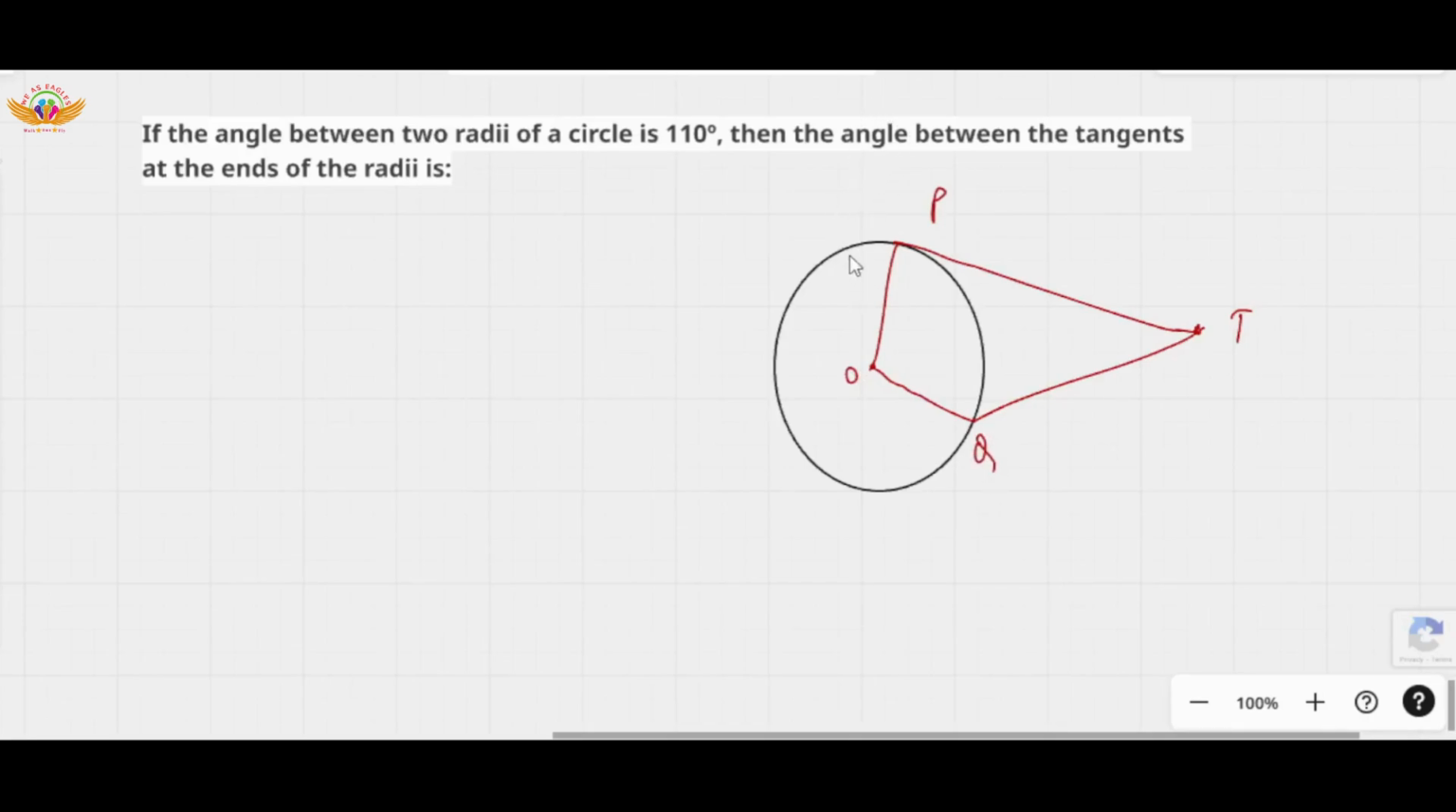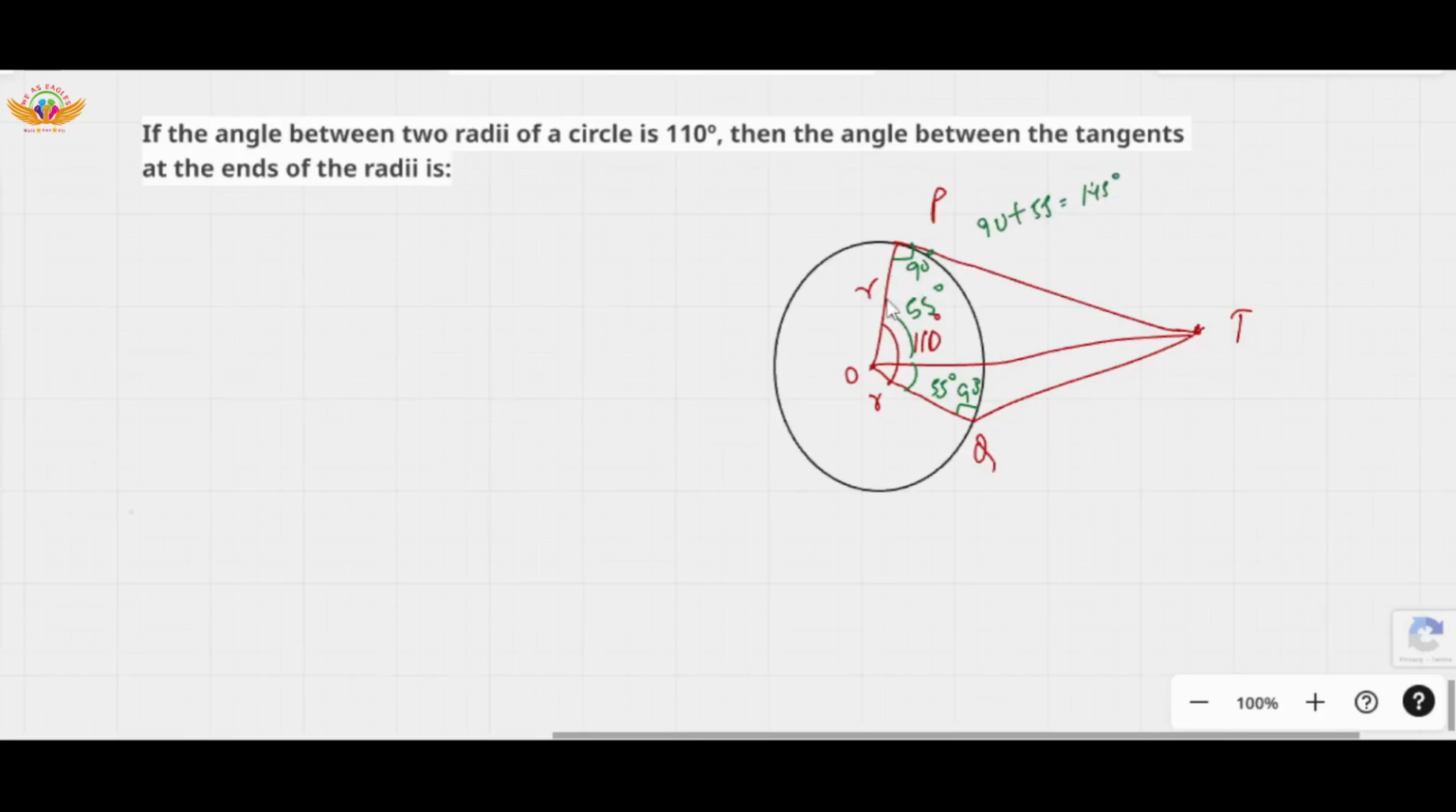So what they are asking: the angle between two radii of a circle. This is one radius, this is another radius. The angle between the two radii is 110 degrees. If I join O and T, then this angle will become 110 by 2, that is, 55 degrees, and even this angle will become 55 degrees. And we also know that the radius is perpendicular to the tangent, so this angle will be 90 degrees, and even this angle will be 90 degrees. So 90 plus 55, how much? 145 degrees.